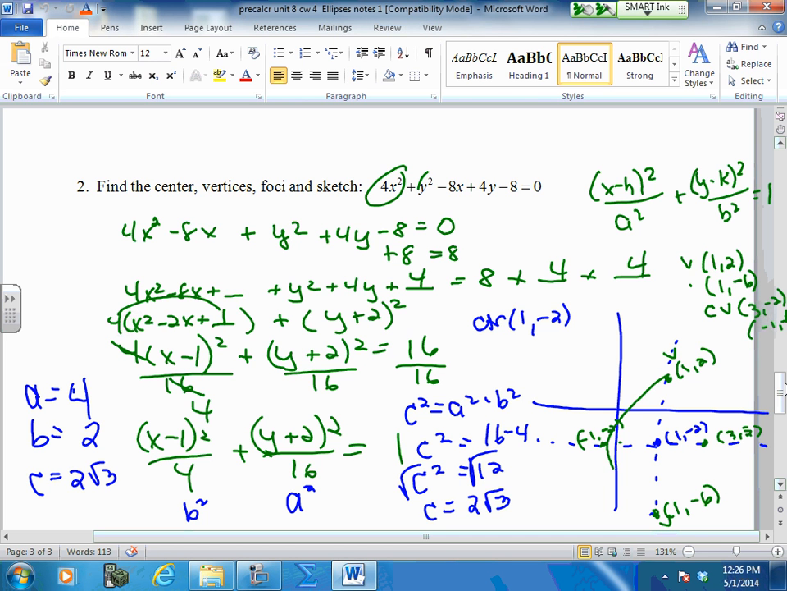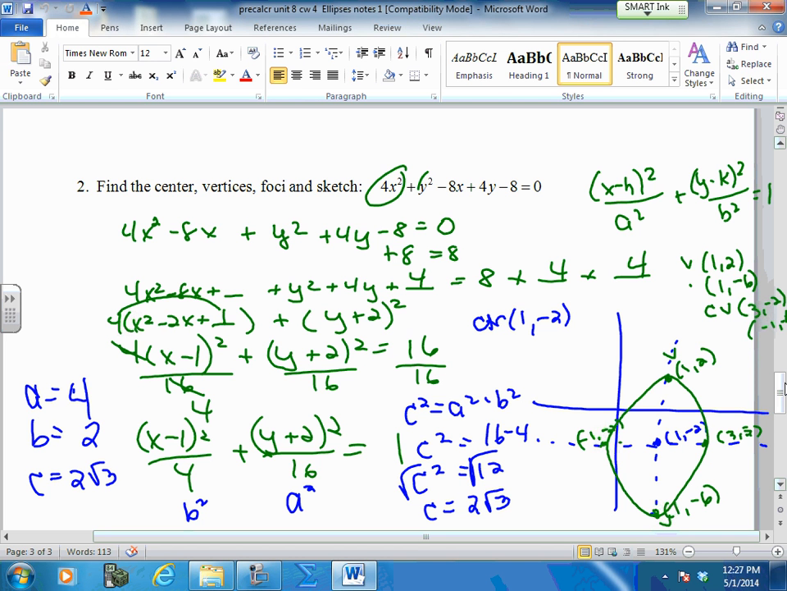Now, I can draw my ellipse. Let's see if I can do this any better. Looks like a better ellipse. You can see that the further apart the a and b are, the better the ellipse looks. Sometimes it does look like a circle. Now, all we have to do is put your foci points in here.